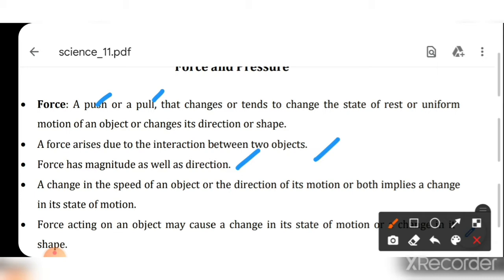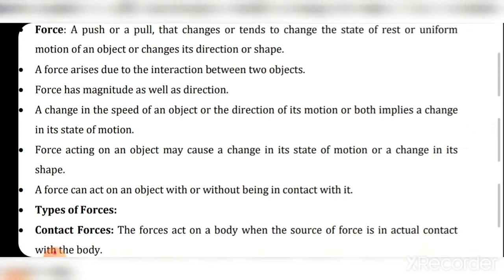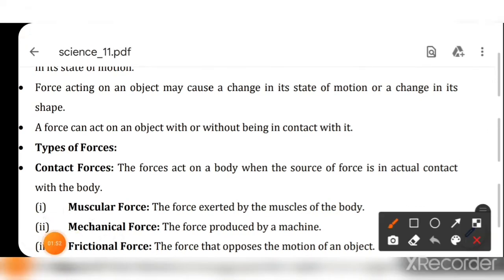So when the speed changes and the direction of motion changes, both imply a change in its state of motion. Force acting on an object may cause a change in its state of motion. When force acts on an object, the state of motion changes and its shape changes. Now, force can act on an object with and without being in contact with it.